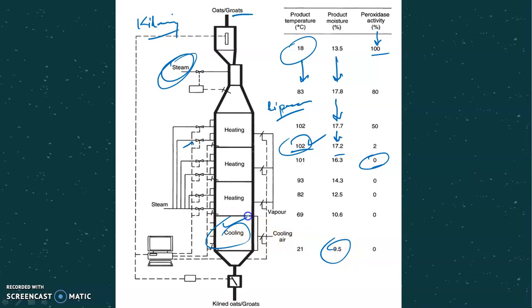And cooling is very important after killing, because we have to prevent heat abuse. Our main aim is to deactivate the lipase and peroxidase enzymes, and after achieving this goal, we have to cool the product to prevent heat abuse. Now we have stabilized oat groats.